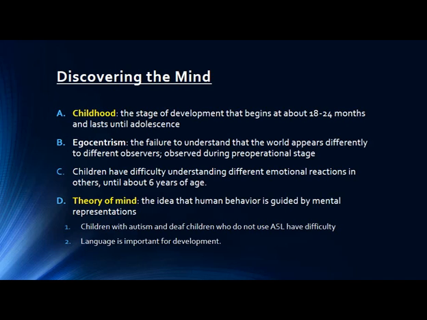We start off with a major egocentric problem, the failure to understand that the world appears differently to different observers, that you can't really see outside of your own body or own mind. So at this point they have difficulty understanding different emotional reactions in others until about 6 years of age. That is, they aren't able to see the world from other people's views yet. Still not convinced everyone can do that either, but that's an argument for another day.